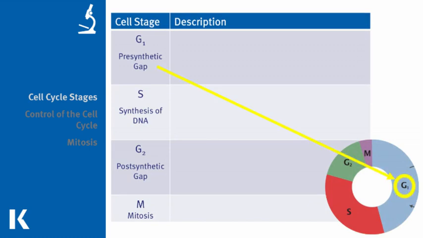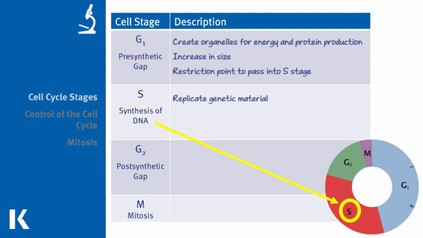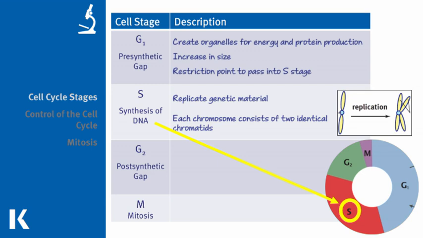G1, known as the presynthetic gap, is the phase in which organelles develop, the cells grow, and the first checkpoint is reached. More on those in just a bit. The next phase, S, which stands for synthesis, is defined by replication of the cell's DNA. After this, the chromosomes appear in their familiar X forms, which are really just 2 identical chromatids.